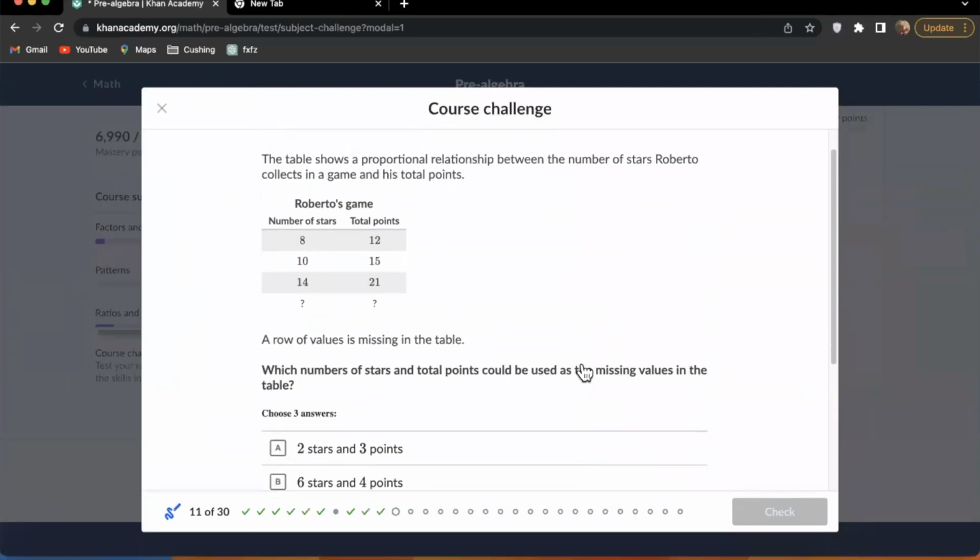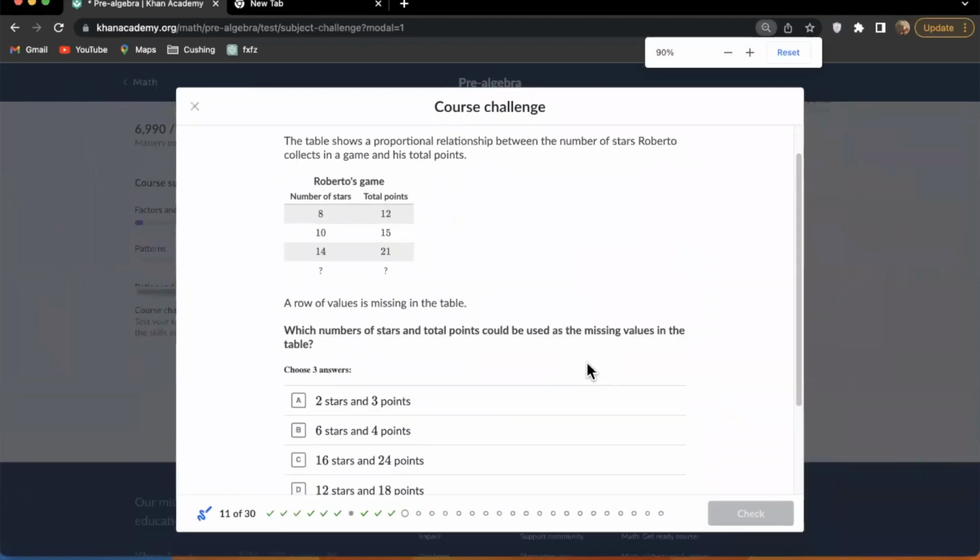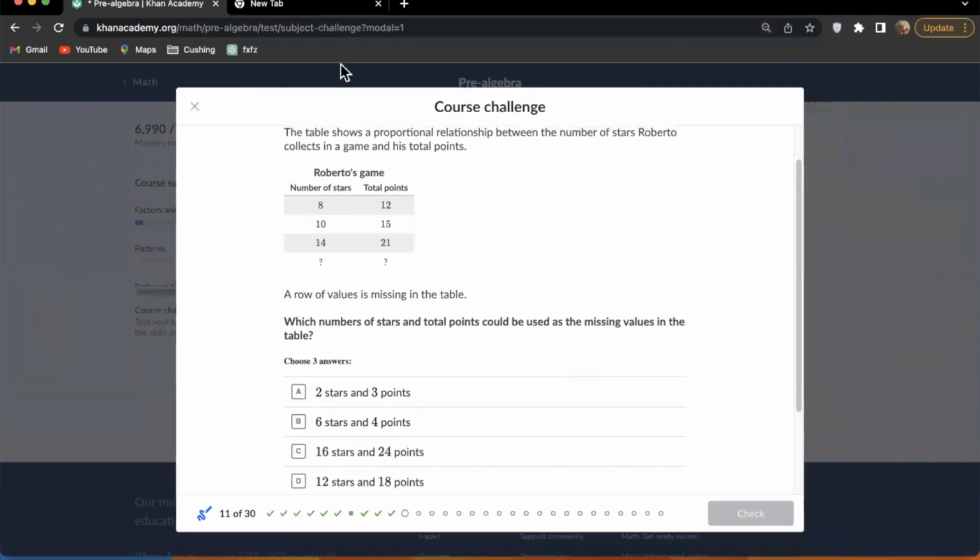So we have some stars and points going on. It says the table shows a proportional relationship between the number of stars Roberto collects in a game and his total points. So stars, points, stars, points. So 8 stars, 12 points, 10 stars, 15 points, 14 stars, 21 points. The row of values is missing in the table. How many stars and how many points? So if we're continuing the trend, it's going to have to follow a trend on both. So we're going from 8 to 10, 10 to 14. I don't see a trend. So it's saying which numbers could be.